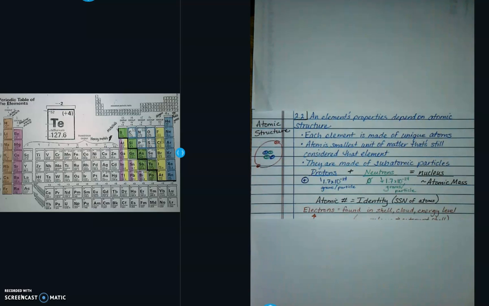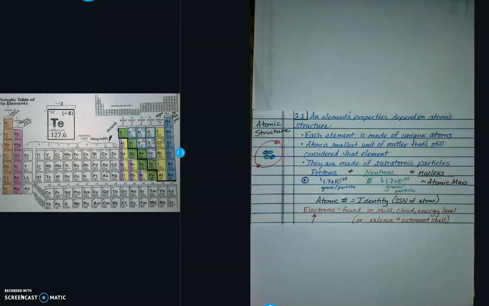We talk about the atomic number. We can find that on our periodic table. That gives us the identity of the element or the atom. The identity, that atomic number, is kind of like the social security number of an atom. It never changes. The electrons are found in the shell.